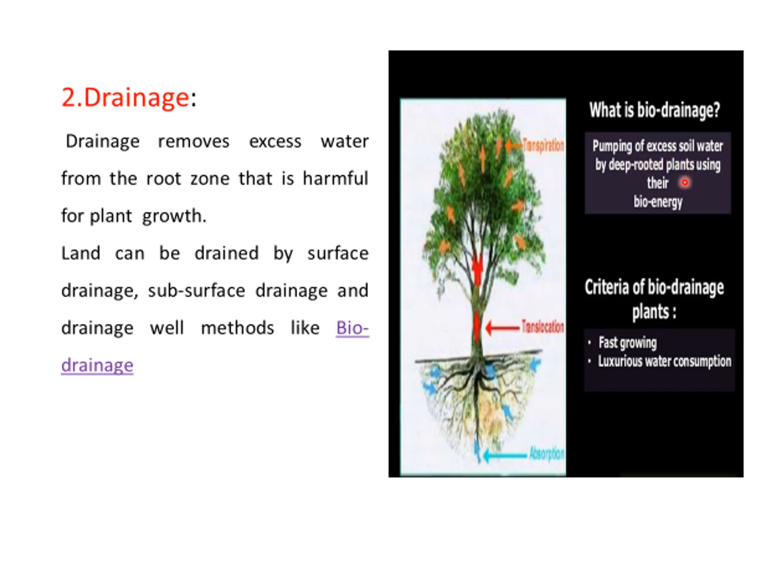Pumping of excess soil water by deep-rooted plants using their bioenergy is called biodrainage. The criteria for biodrainage plants are that they may be fast growing crops, luxurious water consumption crops. This picture shows the transpiration of water and translocation of water.